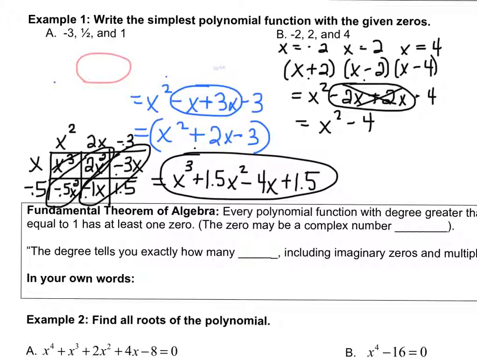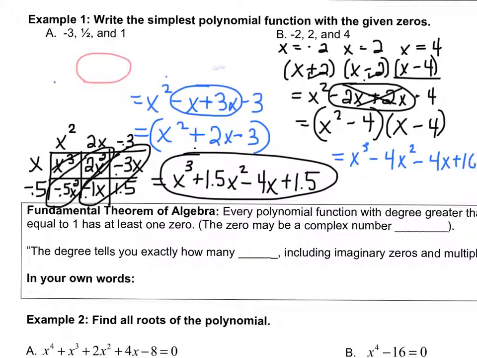Since we already used the first and second one, we just take this answer and multiply it by that third one that we didn't use yet. When you do that, your answer becomes x to the third minus 4x squared minus 4x plus 16. There aren't any like terms to combine, so that's your final answer for B.